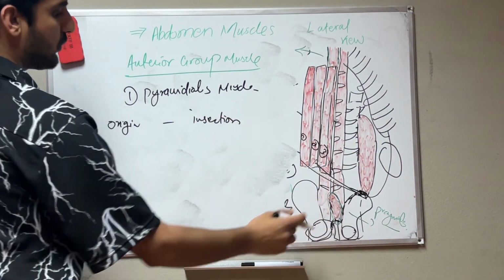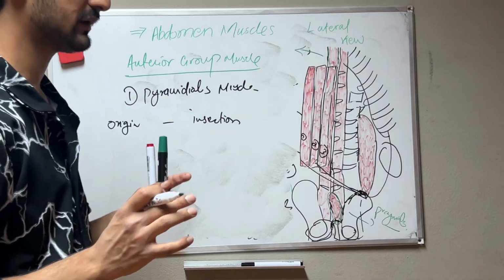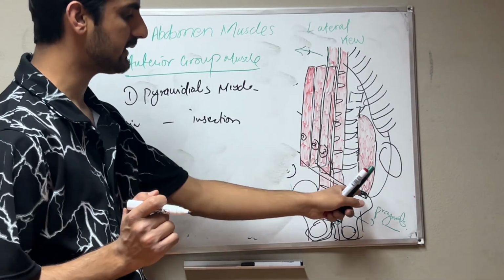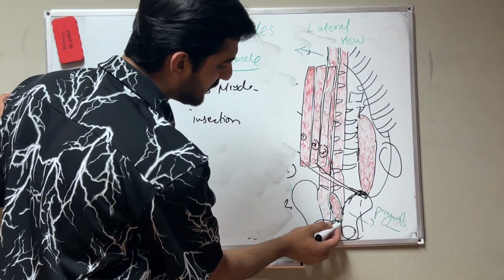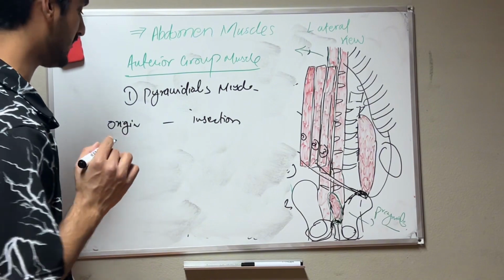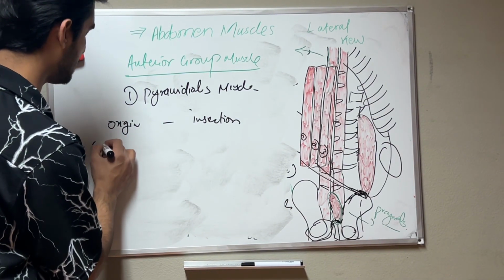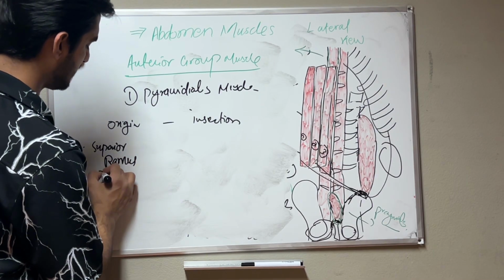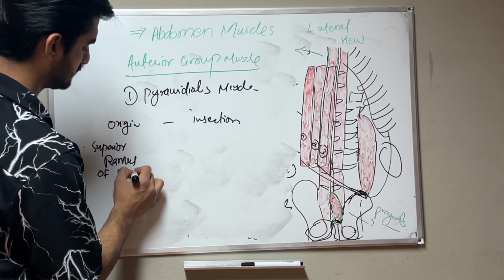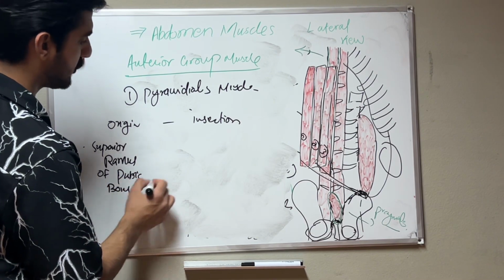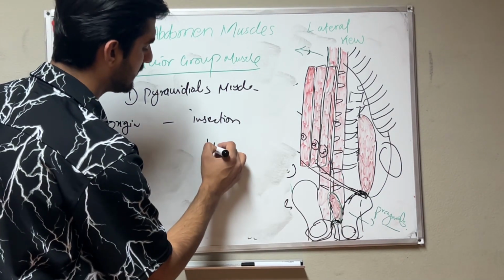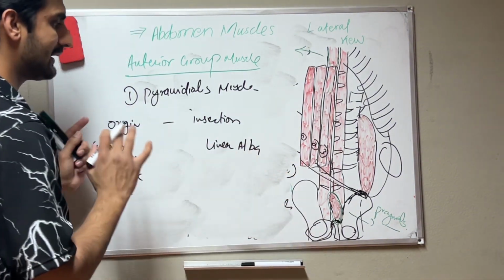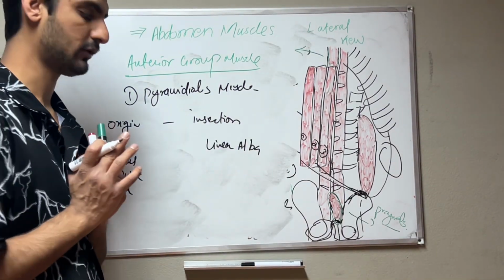If we remember the hip bones, in the hip bone, os coxae, we have three bones. Anteriorly we have the pubic bone, posteriorly the ischium, and here is the ilium. This is the pubic bone. The muscle originates from the superior ramus of the pubic bone and inserts into the linea alba, the white line. The pyramidalis muscle is also inserted into the white line.